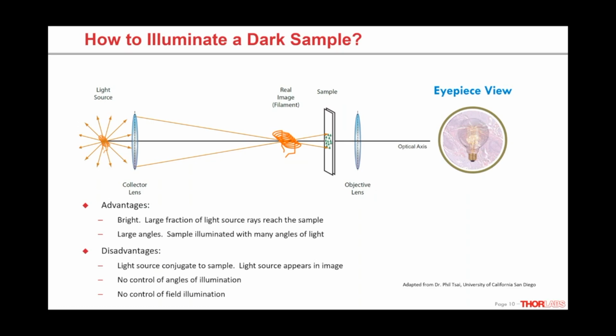However, we've traded one disadvantage for another, in that now the relayed image of the light source is close to the sample and therefore close to the imaging plane of the objective, and therefore once again the light source appears in the image.